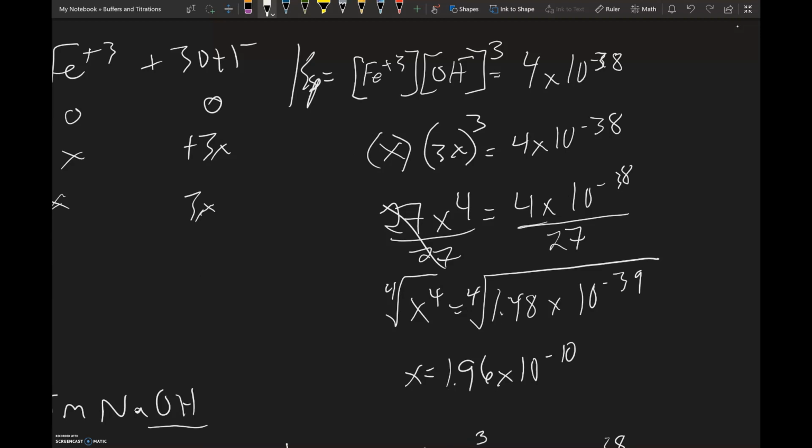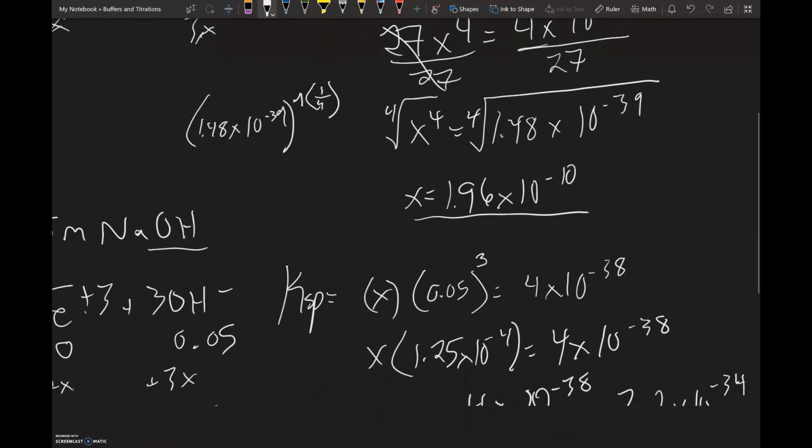To get rid of the 4th power, we need to take the 4th root. If on your calculator you can't input that as a 4th root, there's an alternative way: just type in 1.48 times 10 to the negative 39, then raise it to the power of 1 divided by 4, which should give you the answer that you see here for x. So this is our starting point. The x value already is a pretty low concentration, for the simple fact that the Ksp value is really low to begin with.